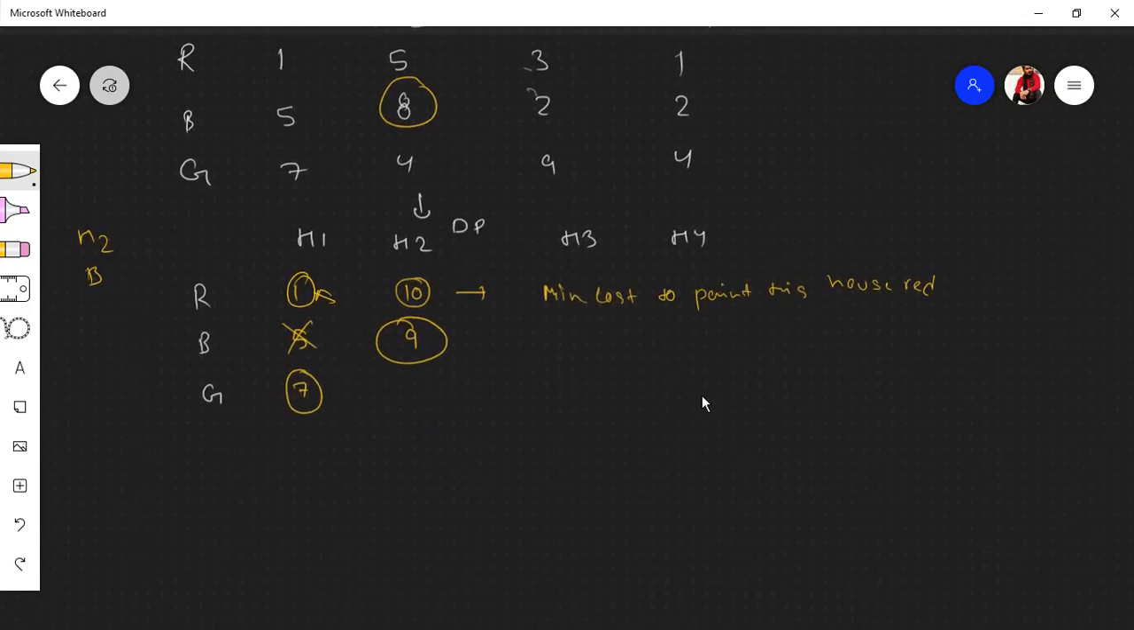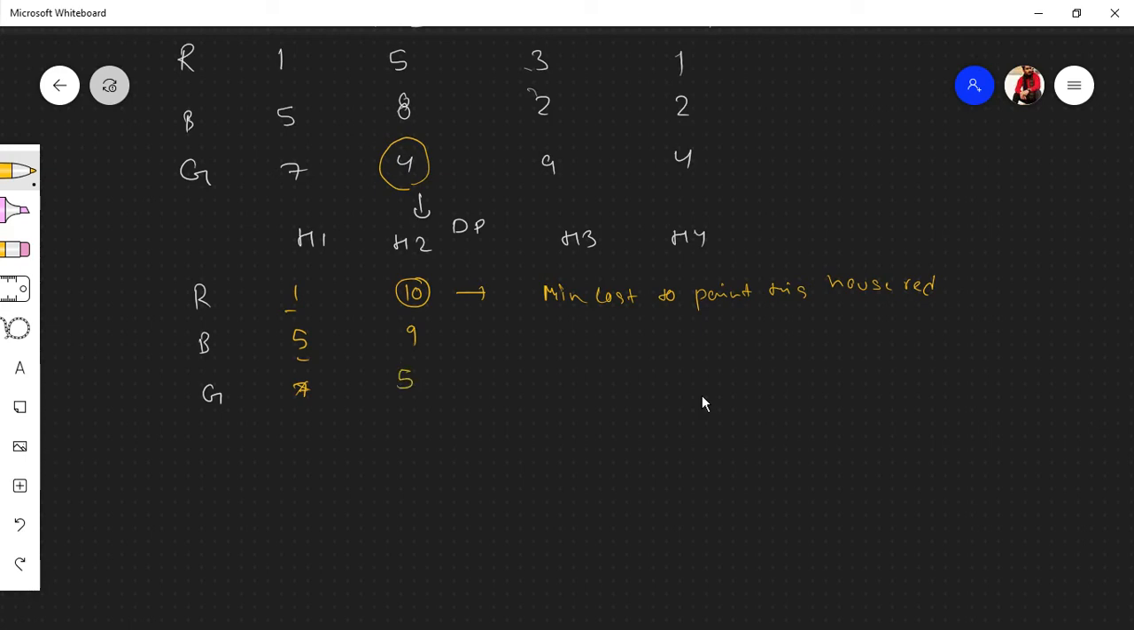Now for green also, same thing. For this blue, what we had was 8 plus 1. Now for green, you cannot go for 7, then you'll go for 1 and 5. Out of 1 and 5, 1 is smaller. The minimum amount you need to pay to paint the house green basically is 4. So 4 plus 1 is 5. Basically, you have 5 now.